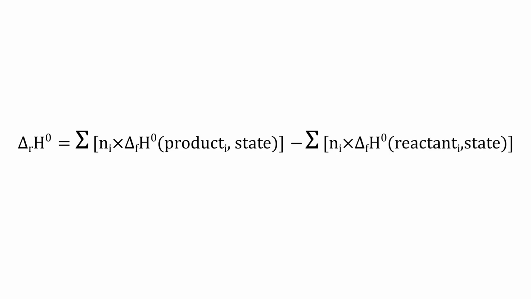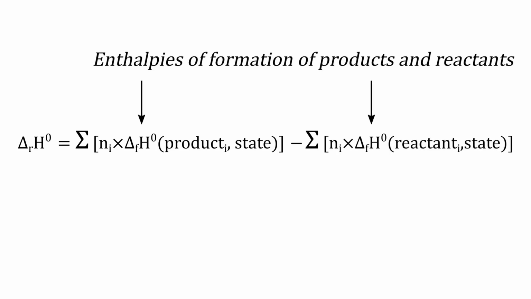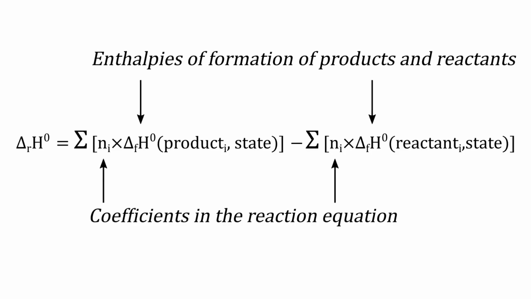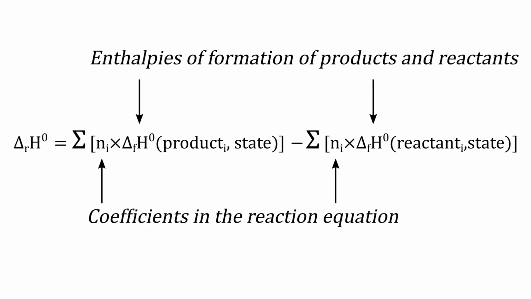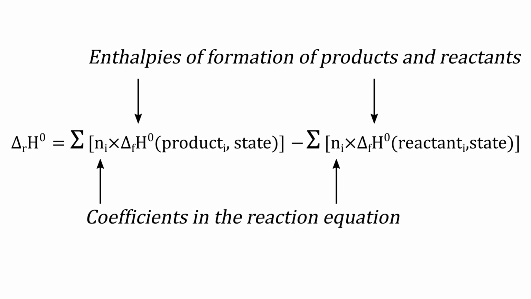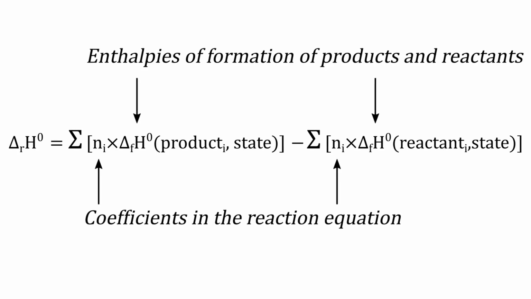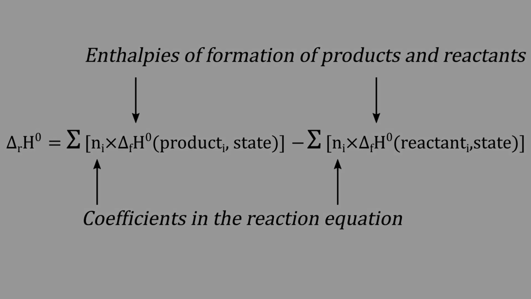The heat effect of a chemical reaction, delta H, is defined as the difference between the sum of the enthalpies of formation of the products and the reactants. This implies that chemists can influence the magnitude of delta H by using specific substances as reactants, and designing reactions in which specific substances are formed as products.